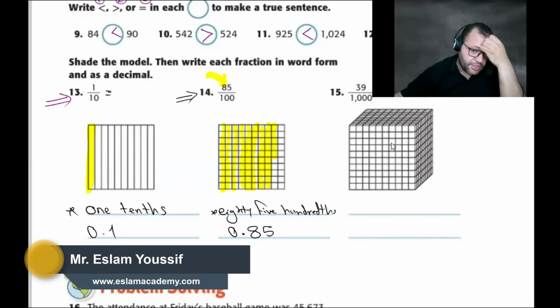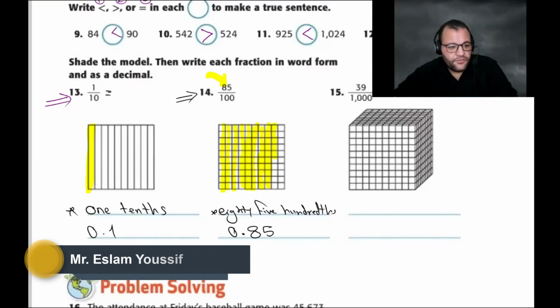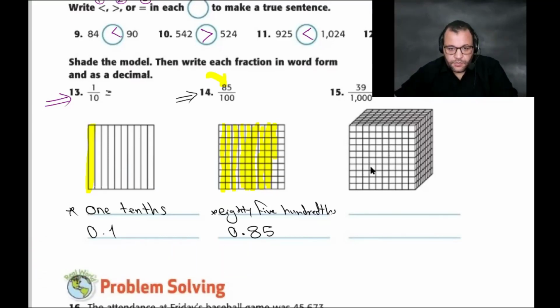We need to shade this part. How many parts would be shaded for this one? 39. It means 1, 2, 3, then we'll shade all of the fourth one except one small square. That's the meaning of 39. Okay. How can we read this number, or write it in word form?